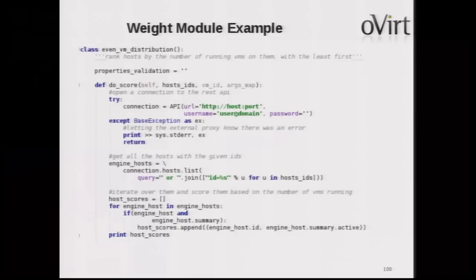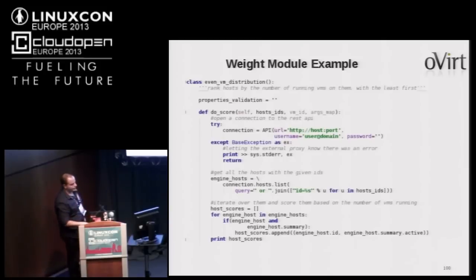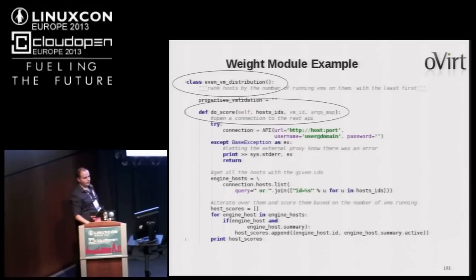So in this example, I show the evenly distributed policy. What we do here again is we have a class with the doScore function, getting the host IDs and the VM IDs. These are the hosts that were left after all the filters ran. Okay, these are host 2 and host 4 in our example. And I get the VM ID. That's the VM that I want to run or to migrate, depending on the use case.